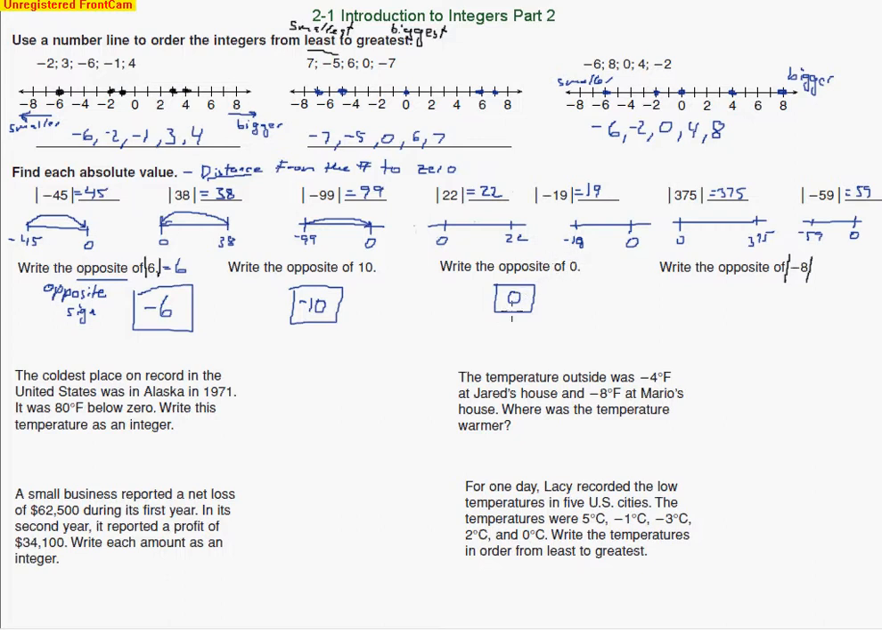It's just 0. And then, how about write the opposite of the absolute value of negative 8? Well, the absolute value is 8. So the opposite would be negative 8. That would be our answer.